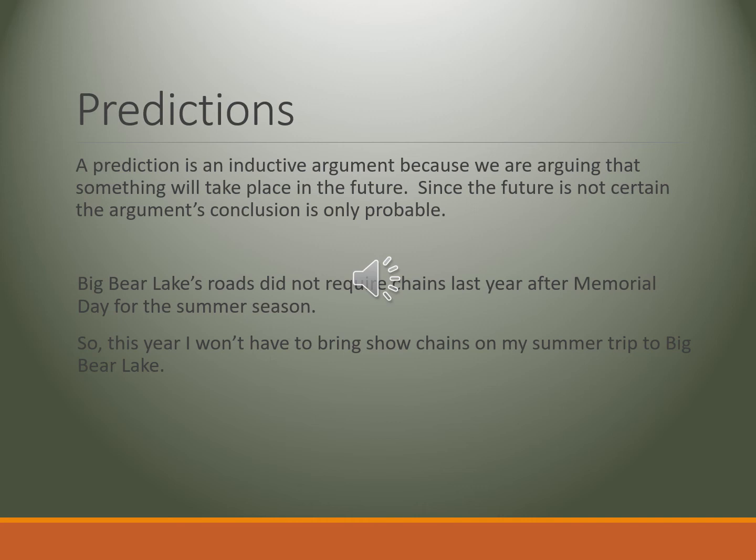For example, Big Bear Lake's roads did not require chains last year after Memorial Day for the summer season, so this year I don't have to bring snow chains on my summer trip to Big Bear Lake. Here we're predicting that the weather is going to be mild and there won't be any snow on the roads. Now, that's probably likely based on past weather patterns, but notice it's not necessarily the case. Even as late as May or June, a freaky storm might come in and drop a bunch of snow on the roads, and you will probably wish you had your snow chains because your prediction turned out to be incorrect.